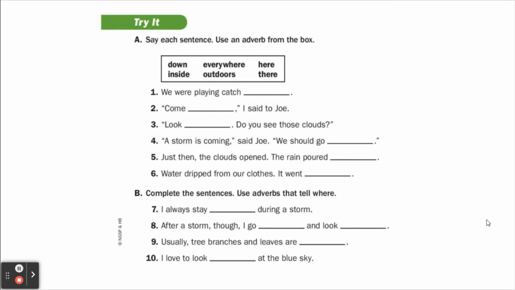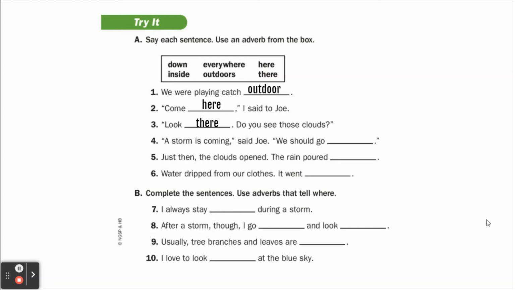We were playing catch outdoor. Okay, let's read it. We were playing catch outdoor. Okay, let's go ahead. Number 2, come blank, I said to Joe. Come here, I said to Joe. Very good. Let's go ahead and do it. Come here, I said to Joe. Look blank. Do you see those clouds? Okay, very, very good. Look there. Look there. Do you see those clouds?